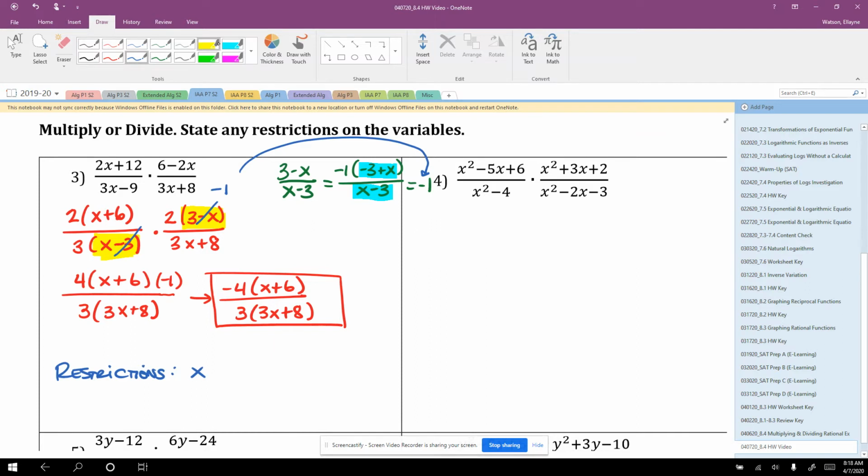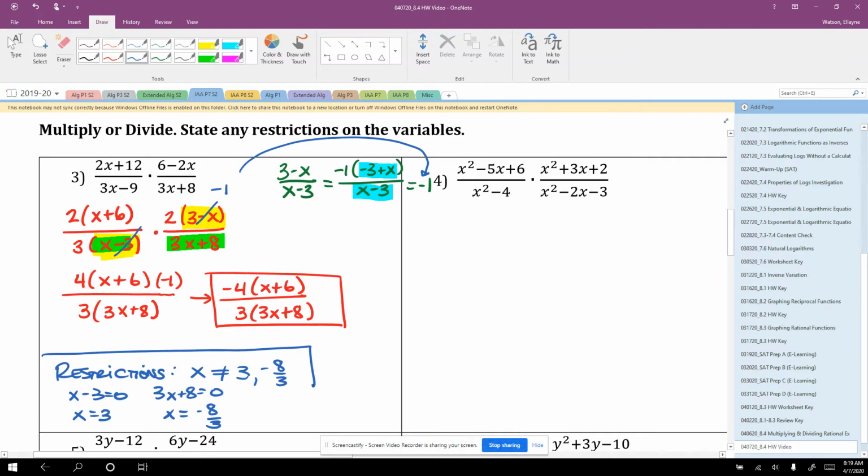So what I'm going to actually do here is take anytime I have a variable. So this and this, I'm going to set those equal to 0. So I'm going to say x minus 3 equals 0, and I get x equals 3. And then I'm going to set 3x plus 8 equal to 0, and I get x equals negative 8 over 3. So my restrictions are x cannot equal 3 and negative 8 over 3. And that's all you need to do for restrictions.